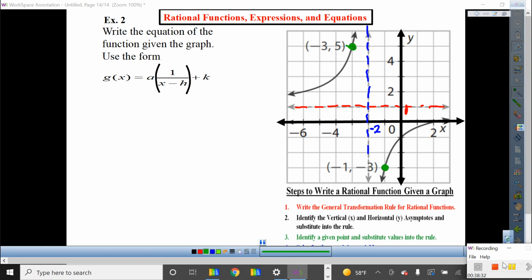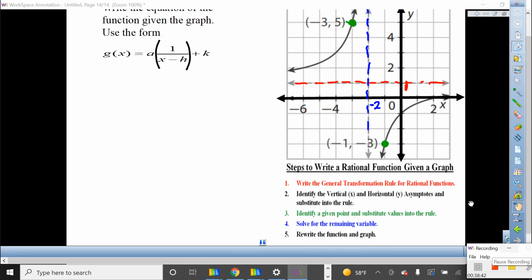Copy and go. It reads, number 2, write the equation of the function given the graph, and they tell us what rule to use. So they give us the graph now. Now we need to write the equation, and they're asking us to use this rule. Okay? So, with that said, I'm going to use the process that I asked you to take a picture of to make sure I follow all the steps.